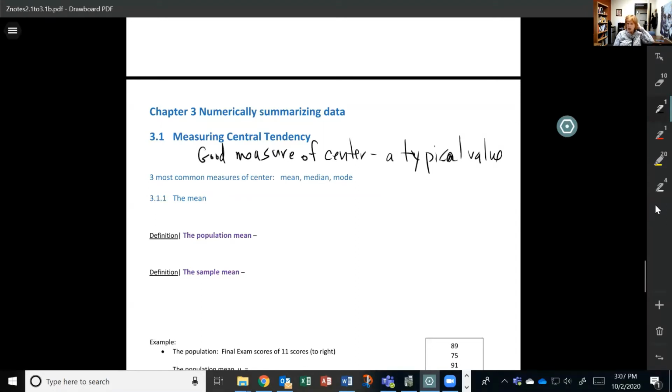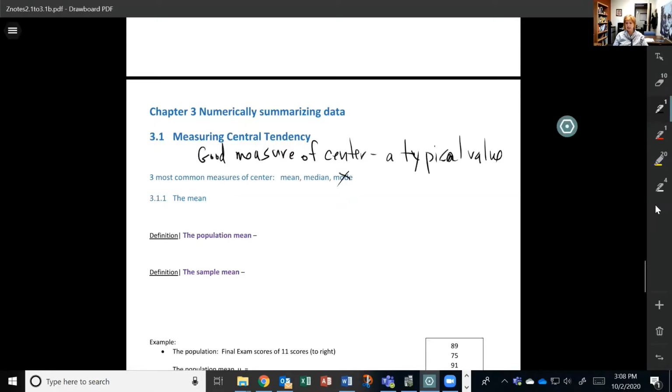The three most common ones you hear are the mean, the median, and the mode. The mode is not used so much, except in interval modes, like we talked about when we were describing the shape. You would say, how many modes are there? There can be more than one. We only looked at unimodal distributions, but I could have bimodal or multimodal distributions. So we're going to focus mainly on the mean and the median.